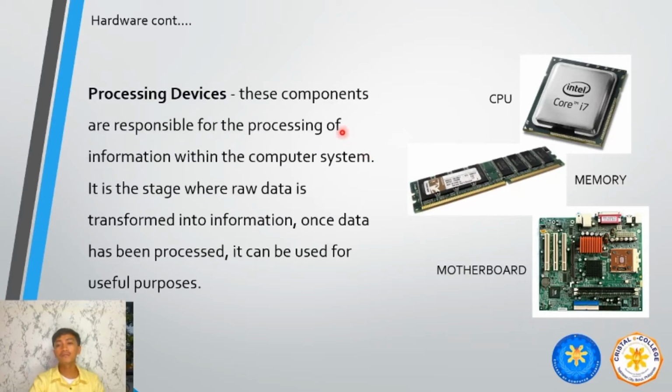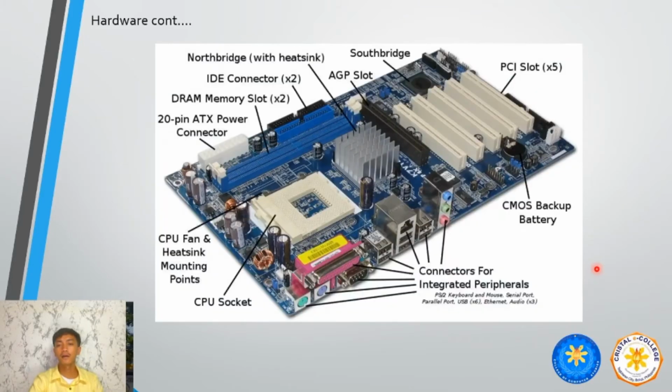These components are responsible for the processing of information within the computer system. It is the stage where raw data is transformed into information. Once data has been processed, it can be used for useful processes. We have the CPU, the memory, and the motherboard. First, we will talk about the motherboard.